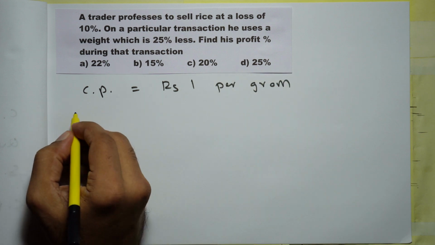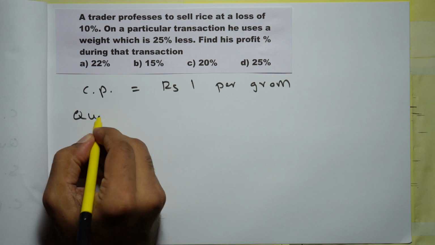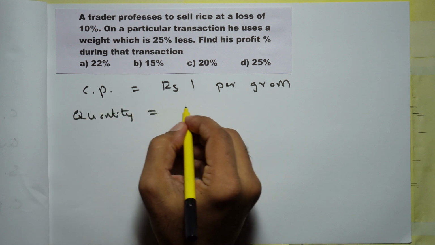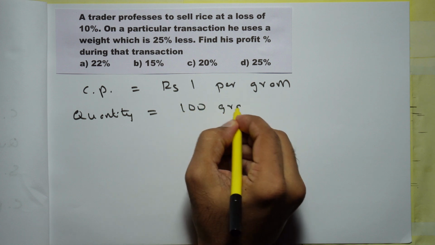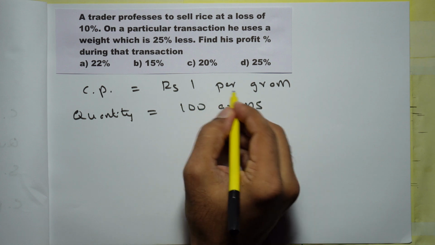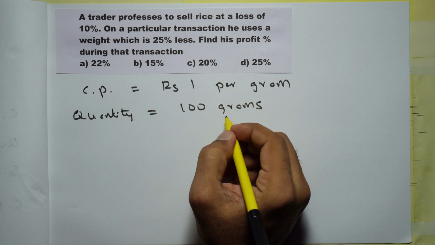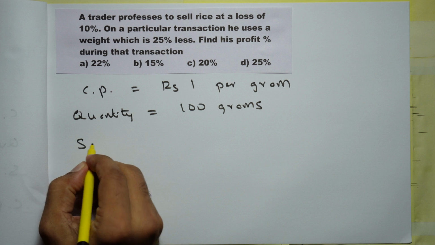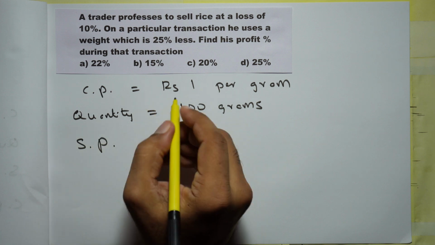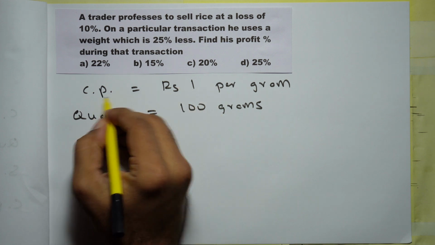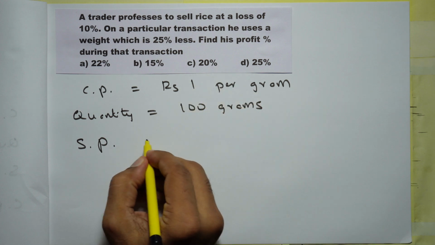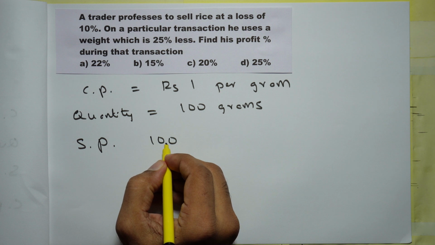Next, we will assume a value for the quantity that is sold. Now we will assume that the quantity is 100 grams. So if you assume these values, then the calculation will be a lot easier. That is why we have assumed these values. We will find out the actual selling price assuming these values. Now the cost price is 1 rupee per gram for 100 grams. So the selling price will be rupees 100.